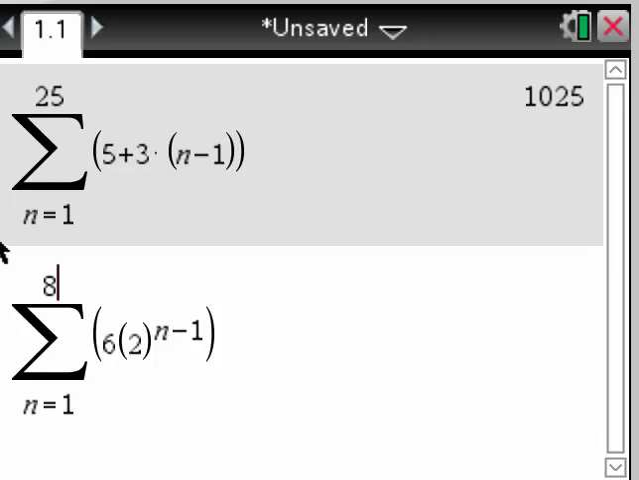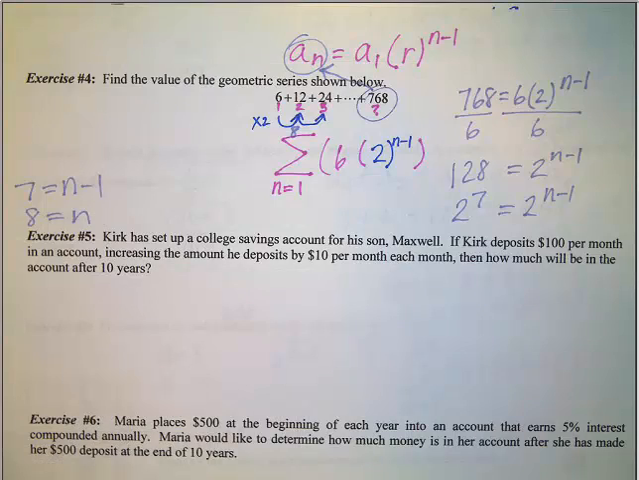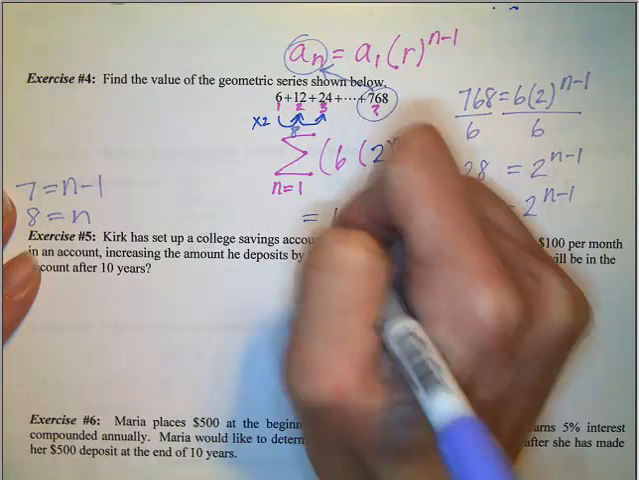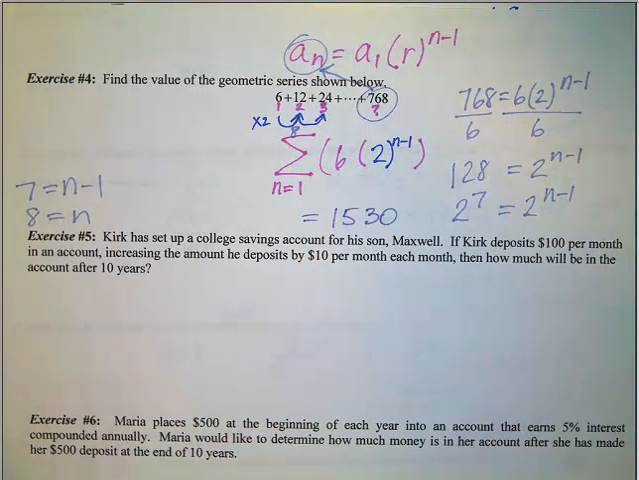And you guys, we're multiplying. So the sum of the terms when you're multiplying is going to be big. So 1,530, because I only went the first 8 terms. If I did the same thing I did in the arithmetic one, the first 25 terms, this number would be gigantic. Okay? So this equals 1,530. So series questions, finding the sum of a series, takes a lot of concepts in one.